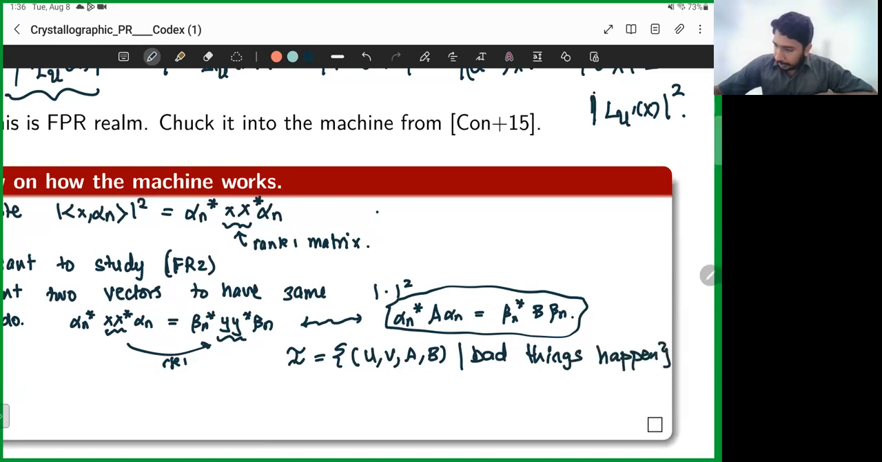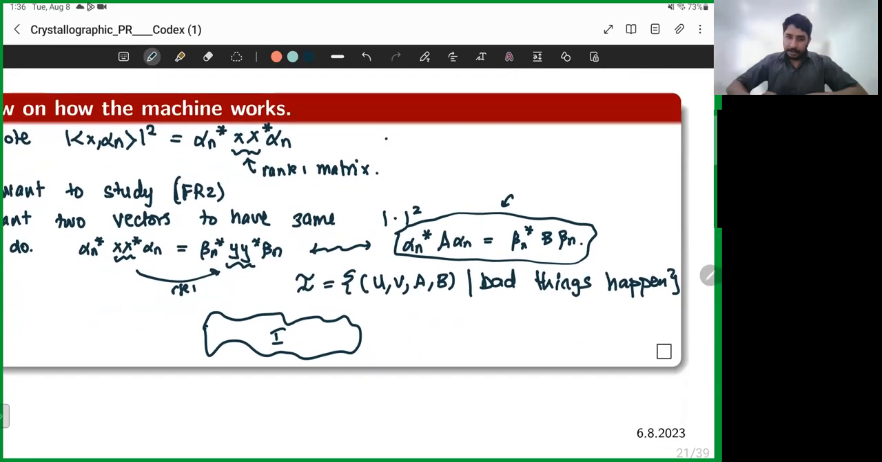And what are bad things? Well, these equalities hold, right? So I'm not going to write out all the equations, but I'm going to build this big monster of a set, and I know it's huge, right? So this is my I. This is my incidence relation.